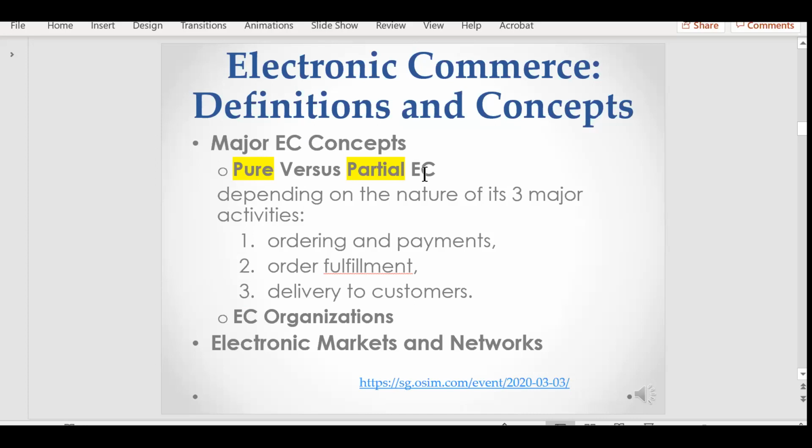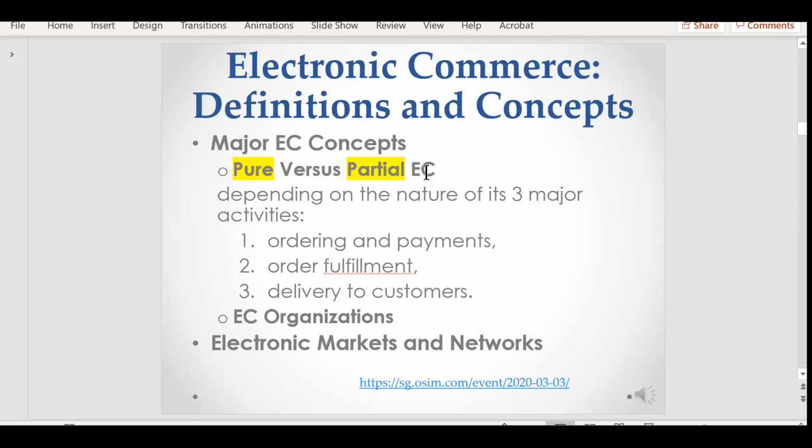I'm sure you can name a few. Examples of a pure online business are like Yahoo, Google. You don't see a Google shop or a Yahoo shop. Their main business is online. The partial, of course, has a mix of online as well as offline business, that is the physical store as well as the online presence.